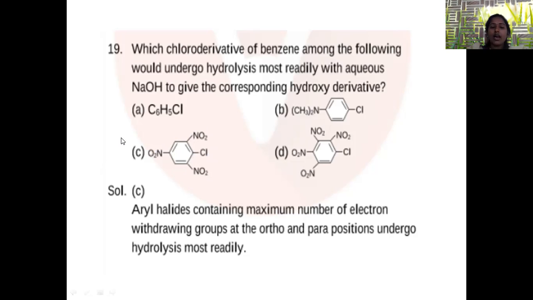That's the reason why ortho, para trinitrochlorobenzene is preferable for this nucleophilic aromatic substitution, and hydroxy substituted product formation is possible. Option C is satisfying this reaction condition, which is the best example for aromatic nucleophilic substitution.